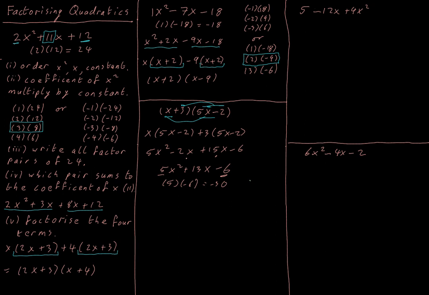What are my factor pairs for minus 30? Well, I have minus 1 by 30. I'm going to write them out for you. Now I look for which pair is going to give me what I want. So I have minus 2 and plus 15 adds up to 13 and multiplies to minus 30. So break up that plus 13 into minus 2x plus 15x.